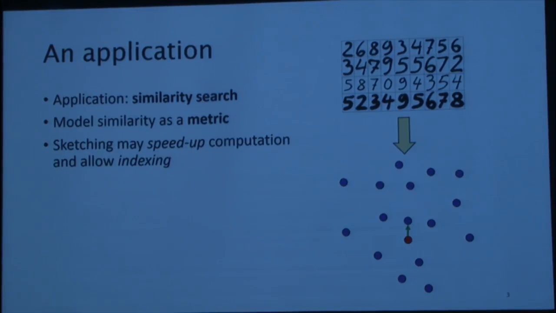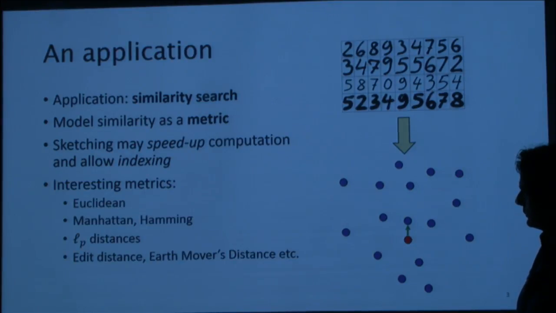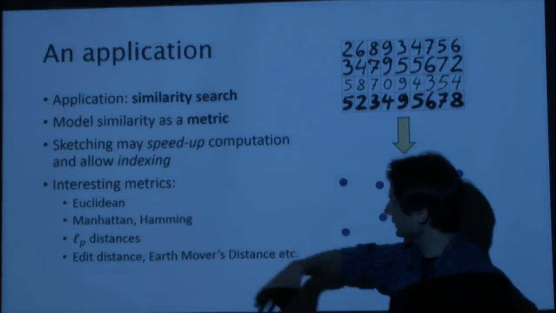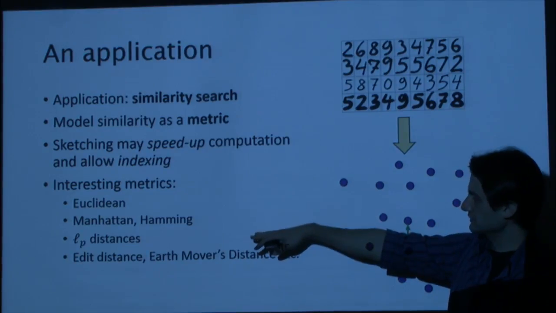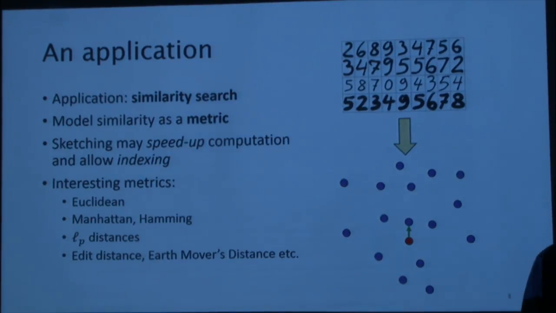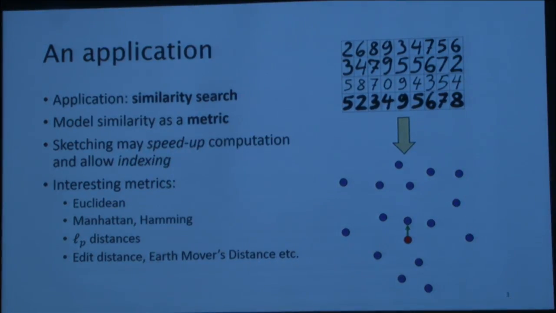Okay. So usually we model similarity as a certain kind of metric. Think about, let's say, Euclidean distance. And if we can sketch these high-dimensional vectors, then this may speed up computation and allow indexing. We'll see an example of indexing in a bit. The interesting metrics under which we want to solve nearest neighbor search include the classic ones, Euclidean distance or Hamming distance, but also lp distances, let's say l infinity, and some slightly more specialized distances like edit distance, which is edit distance between strings, or earth mover distance. We'll return to some of these later.